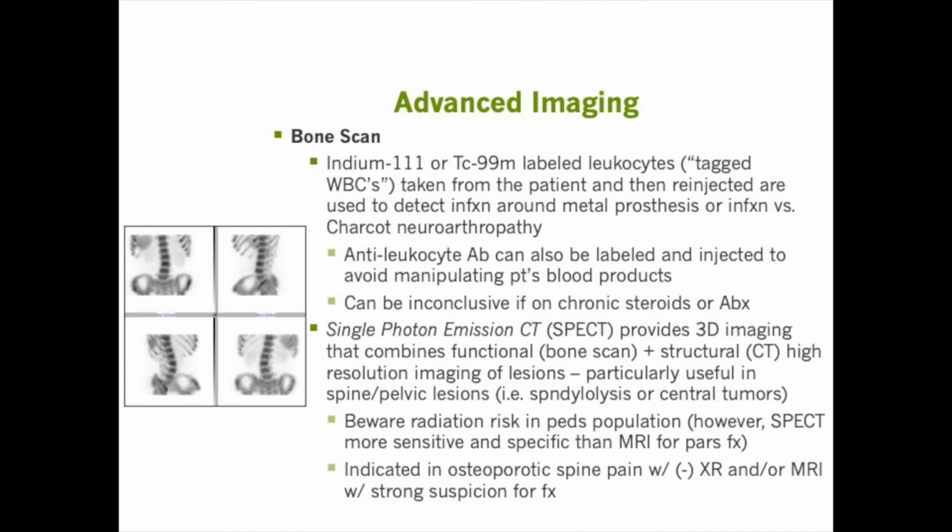A SPECT CT is a version of this, especially when you're looking for things like an osteoporotic spine fracture, a subtle fracture or metastasis that you're not sure if it exists or you're having trouble detecting, but your index of suspicion is high. That's when this can be useful.